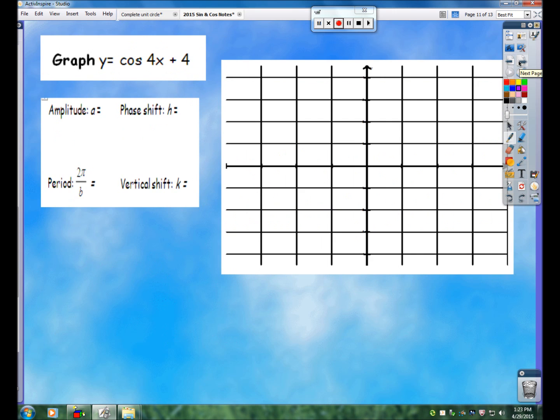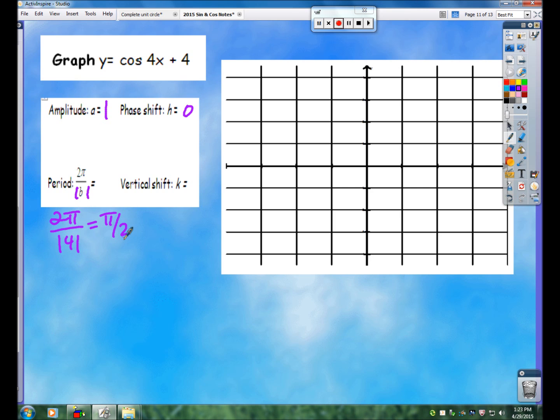All right, so y equals cosine of 4x plus 4. Our amplitude here is 1, so our height is 1. Our phase shift: we don't have anything with our x, plus or minus, so our phase shift is 0. Our period is going to be 2 pi over the absolute value of b, and this time b is 4, so our period is pi over 2.